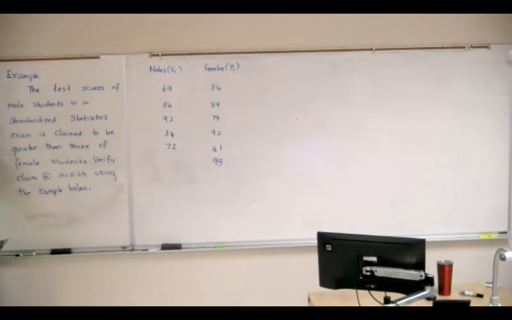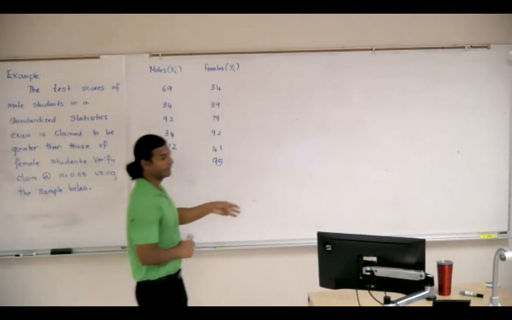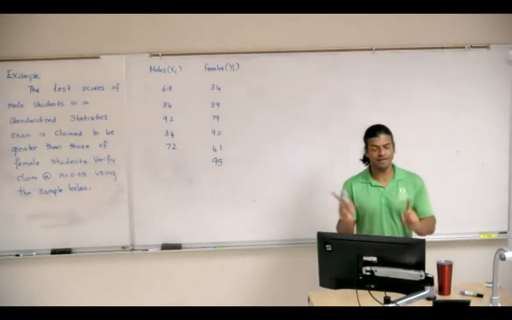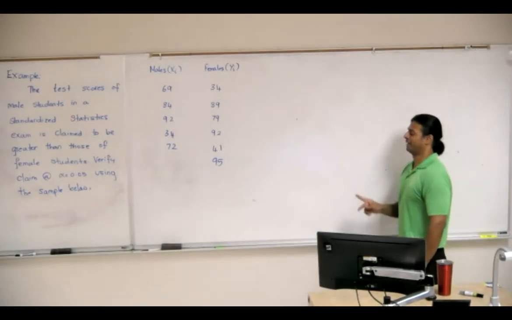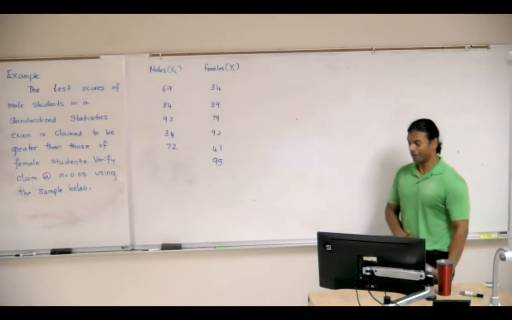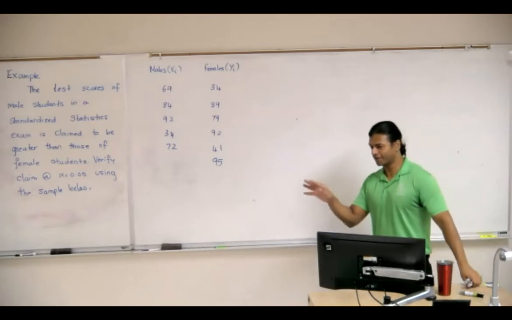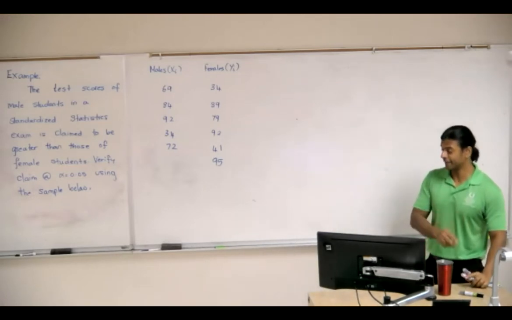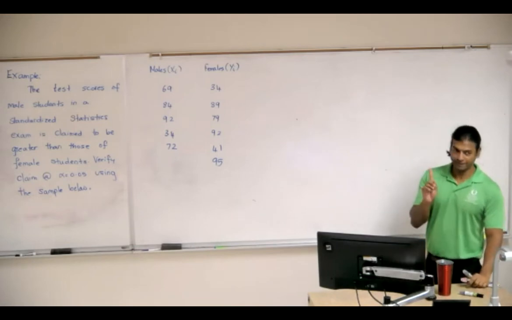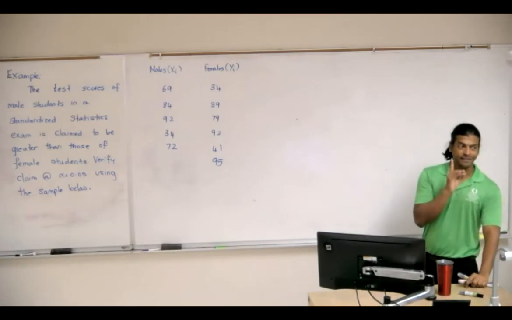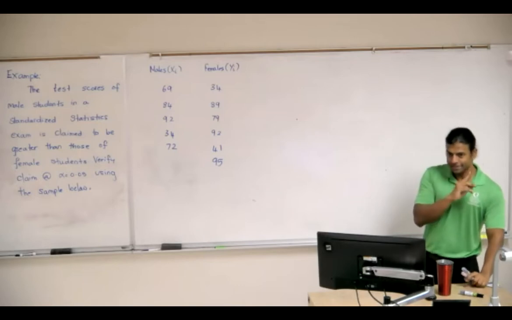Test scores of male students in some standardized stats exams claim to be greater than those of female students, and we have to verify the claim using alpha equals 0.05. Male sample, female sample, of course, independent, not paired. But here's the question: should we do a right tail test or a left tail test? Keep in mind, we defined delta in a specific way last time.